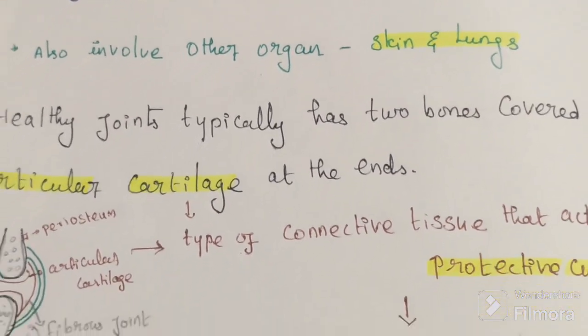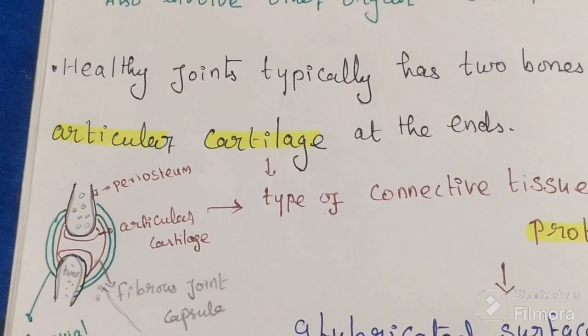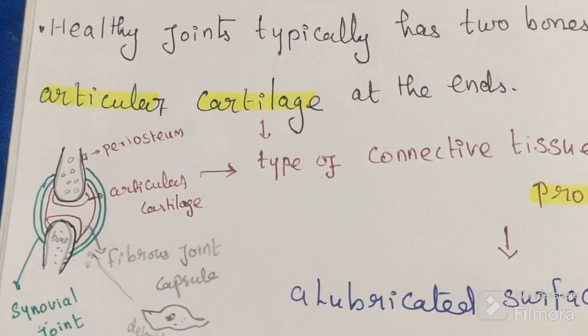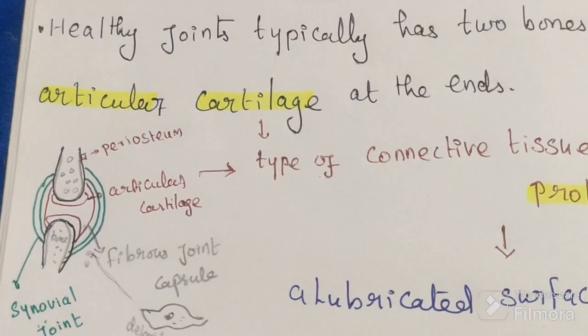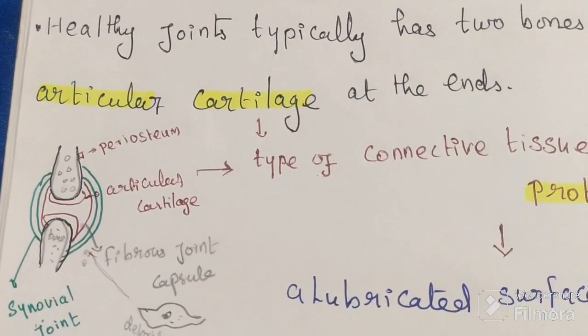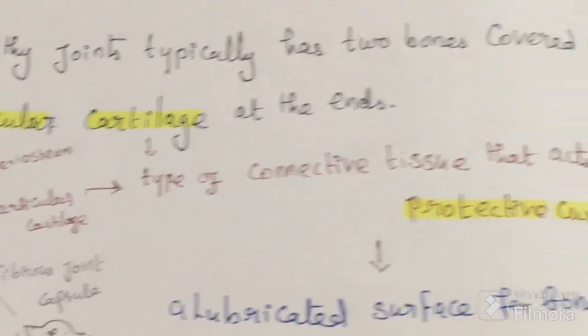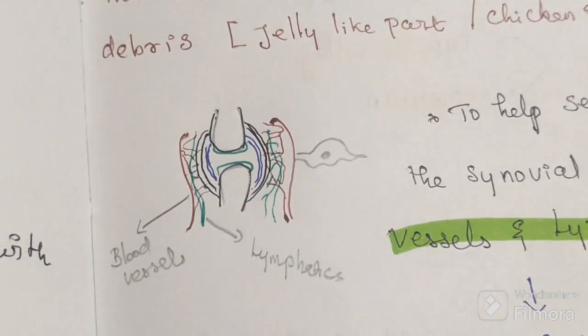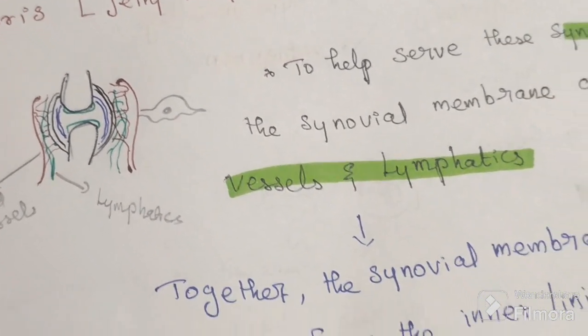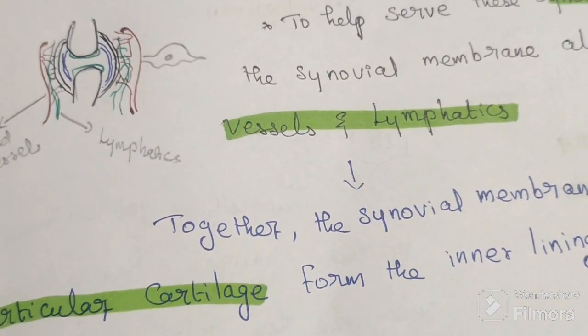That fibrous joint capsule is lined with the synovial membrane. The synovial membrane also has blood vessels and lymphatics. Two factors, genetic and environmental, cause rheumatoid arthritis.